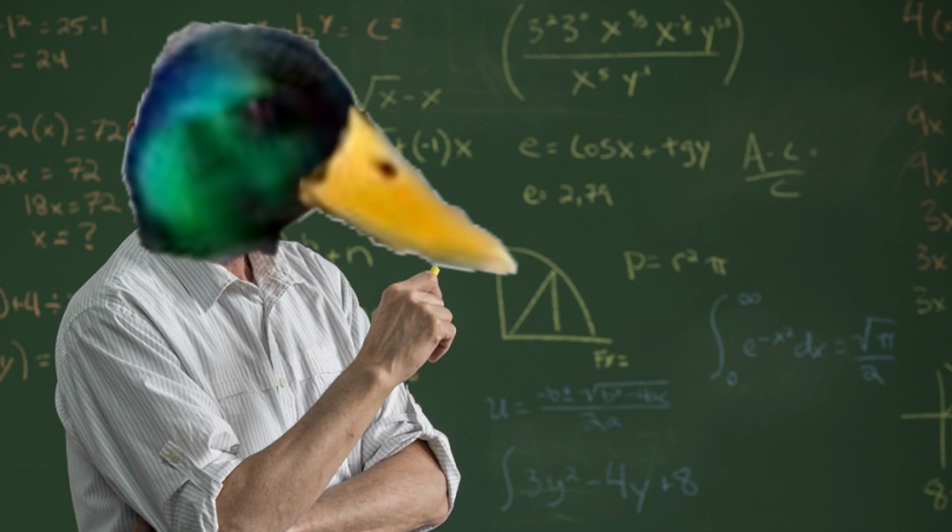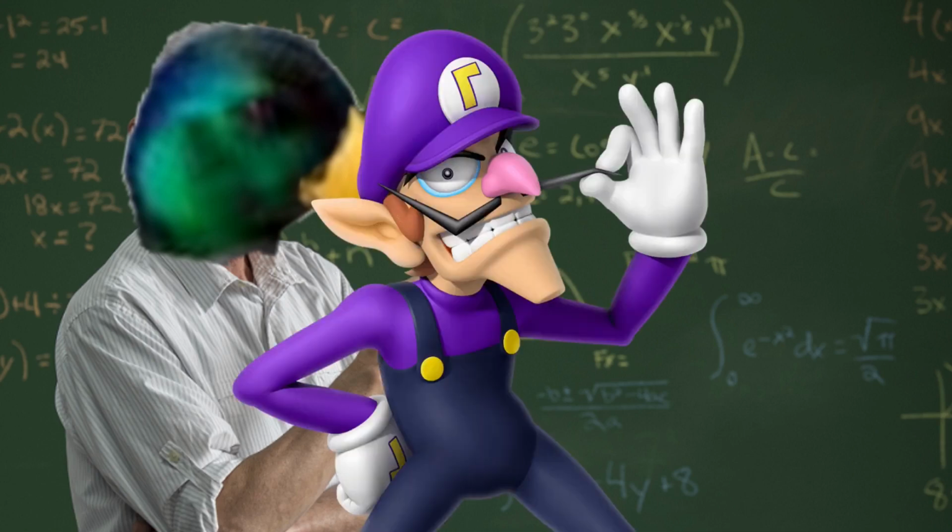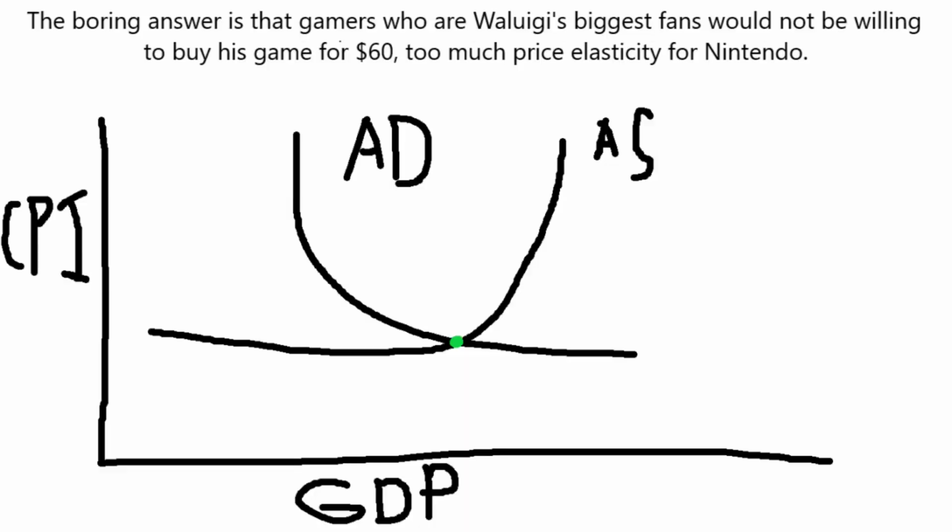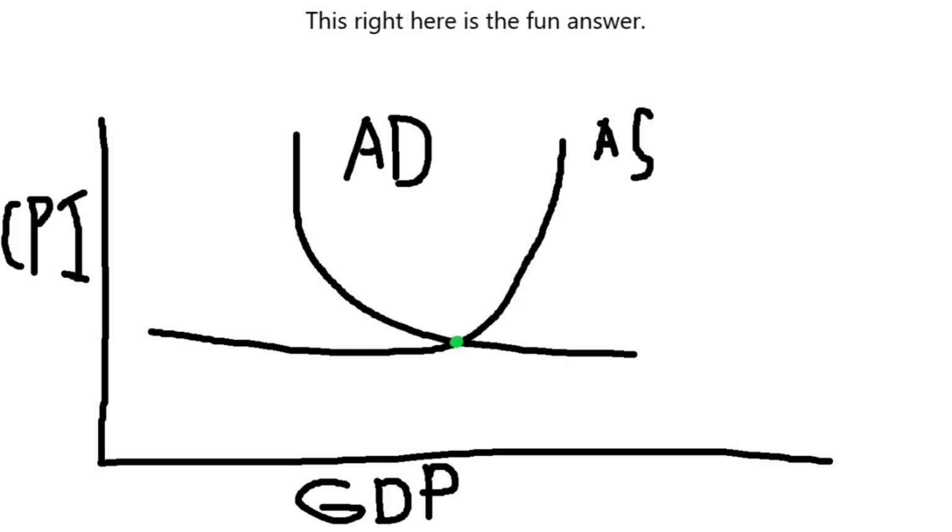Today we'll be using macroeconomics to understand the underlying issue of giving Waluigi his own game. This aggregate supply and demand curve that contrasts the relationship between inflation and GDP is all we need, but we'll need to learn the details if we want its answer.